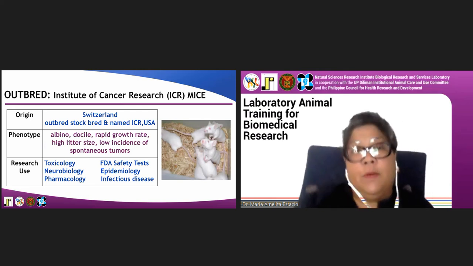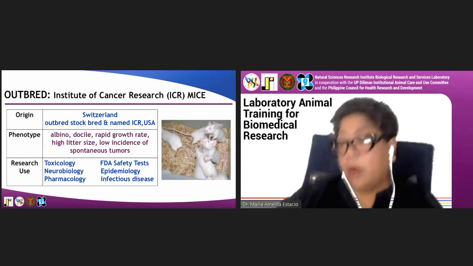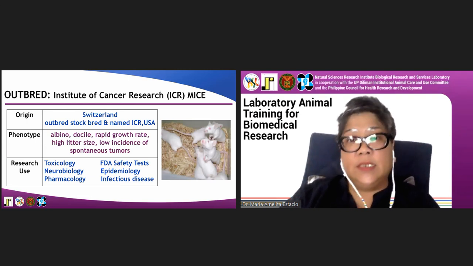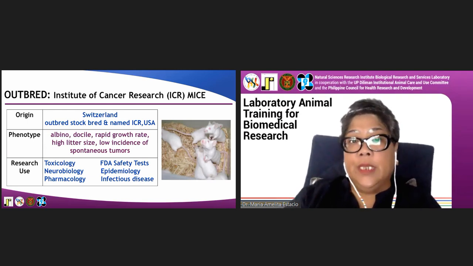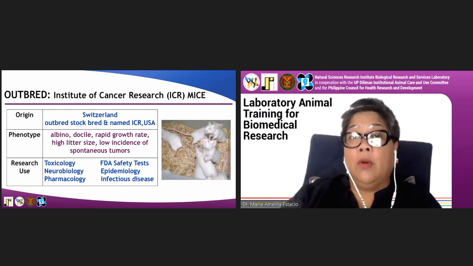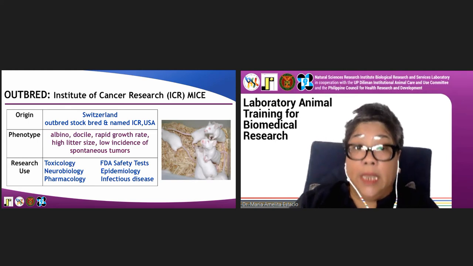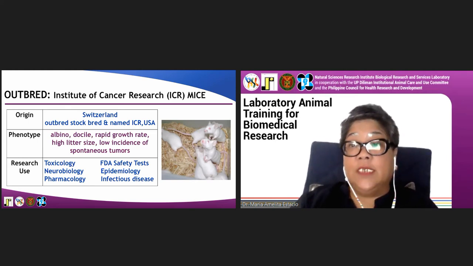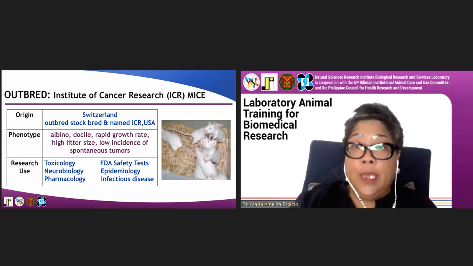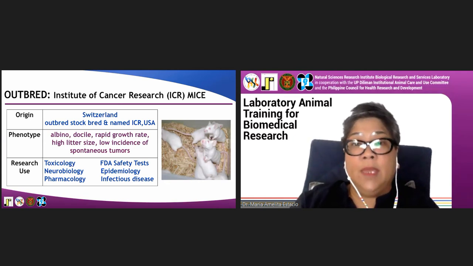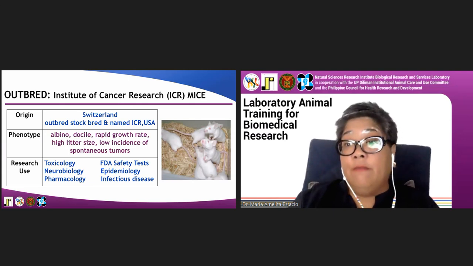Now, starting off with the outbred strain, I think this is the popular outbred strain that we have in the Philippines, and this is what we call ICR. So this particular strain was developed or originated in Switzerland, but it was at the Institute of Cancer Research in the United States, wherein they were able to particularly breed and make a colony of these ICR mice. So if you're buying your mice from the RITM in Alabang, this is the particular albino mice that you are actually purchasing.